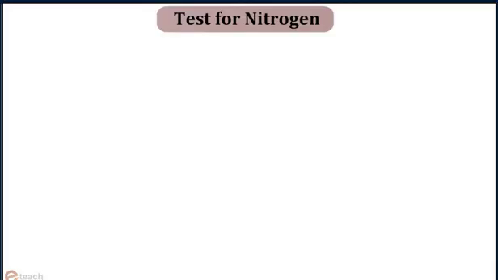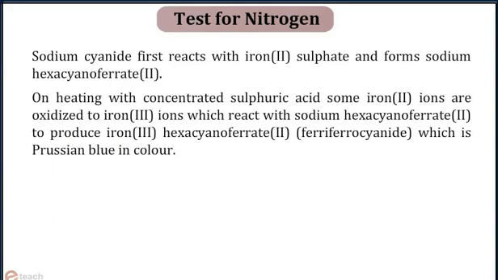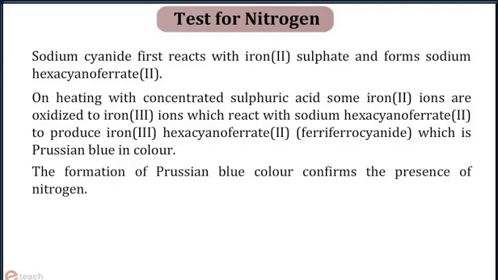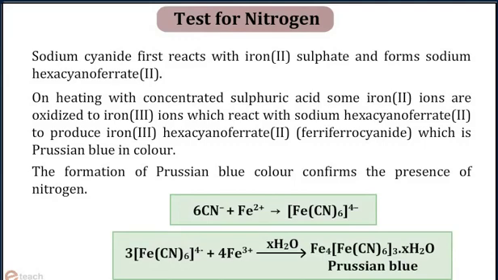Test for nitrogen. Sodium cyanide first reacts with ferrous sulfate and forms sodium hexacyanoferrate. On heating with concentrated sulfuric acid, some ferrous ions are oxidized to ferric ions, which react with sodium hexacyanoferrate to produce ferric hexacyanoferrate, which is Prussian blue in color. The formation of Prussian blue color confirms the presence of nitrogen. The reaction undergoing in this test is given here.